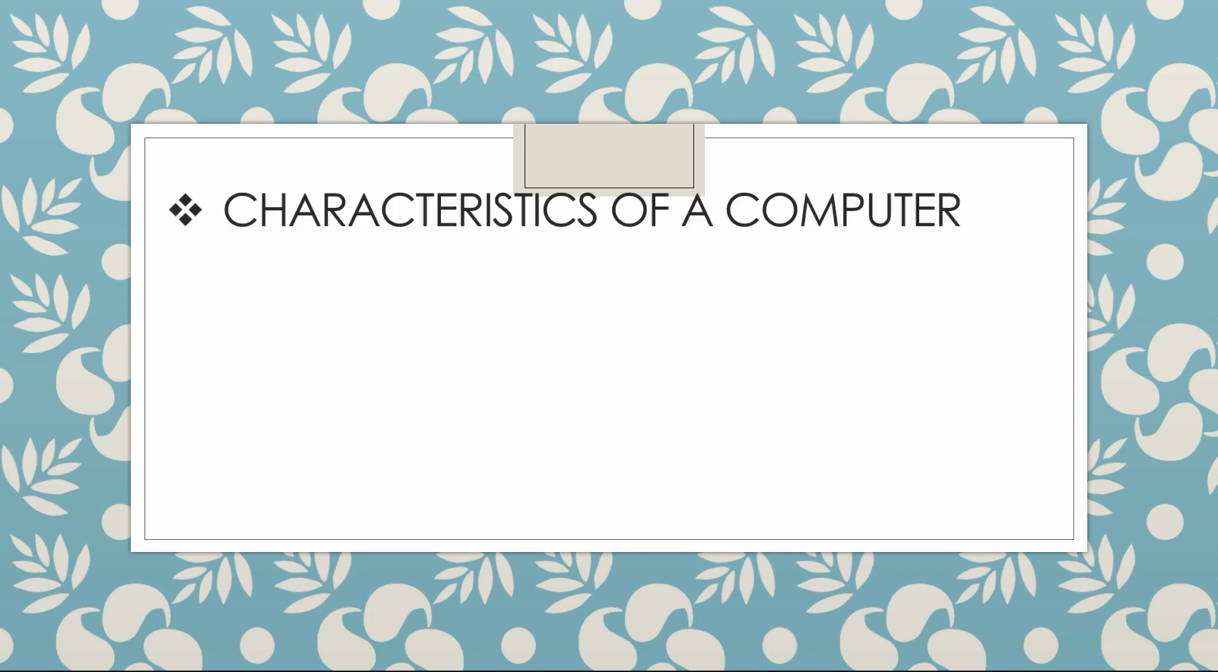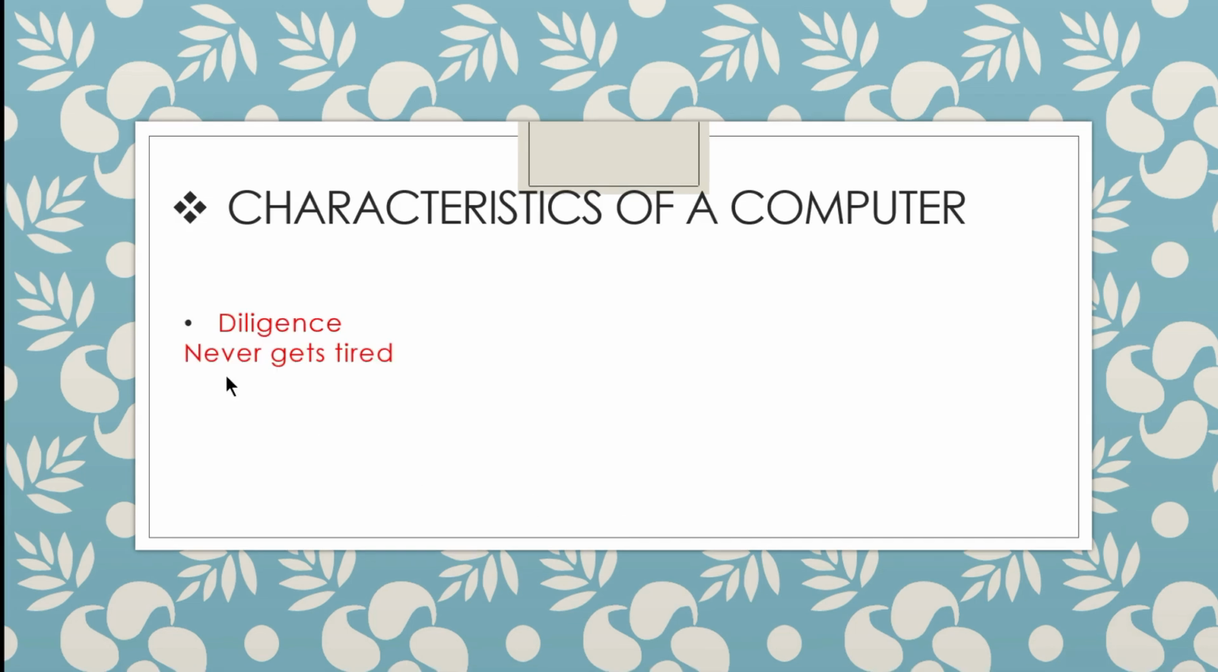Next characteristic is accuracy. If the input and instructions given to a computer are correct, then the result it produces will be accurate. Next is diligence. You can get tired, but a computer does not. It does not feel bored. It can do repetitive tasks for as many hours as you want. This is called diligence. Next one is versatility.